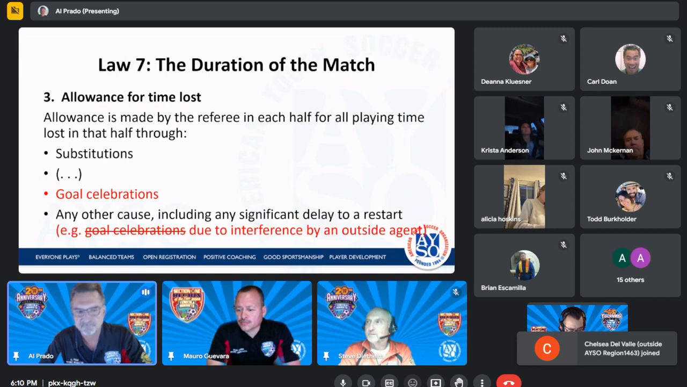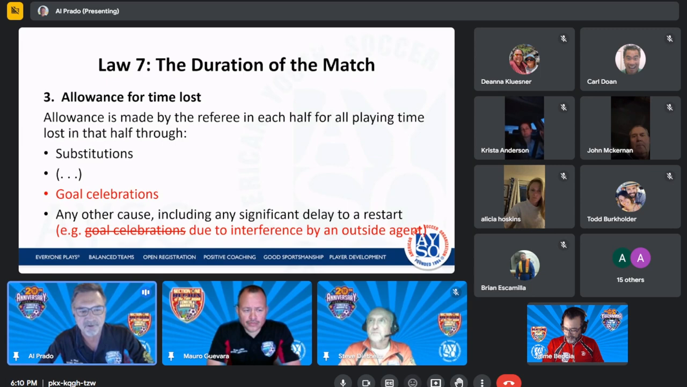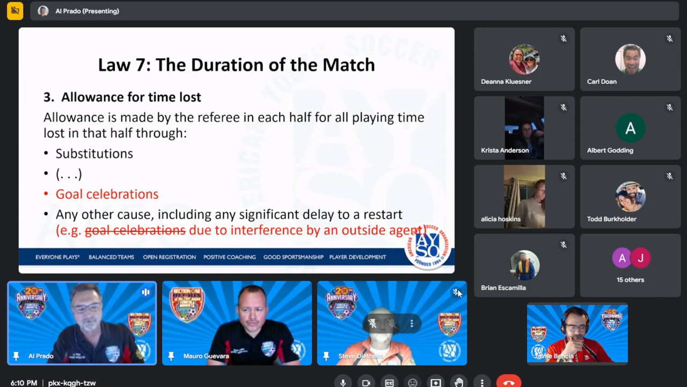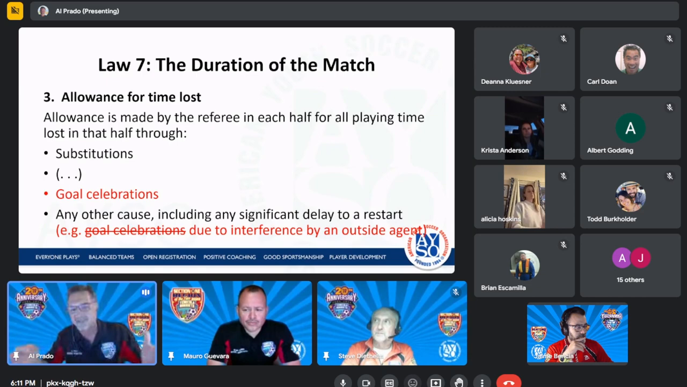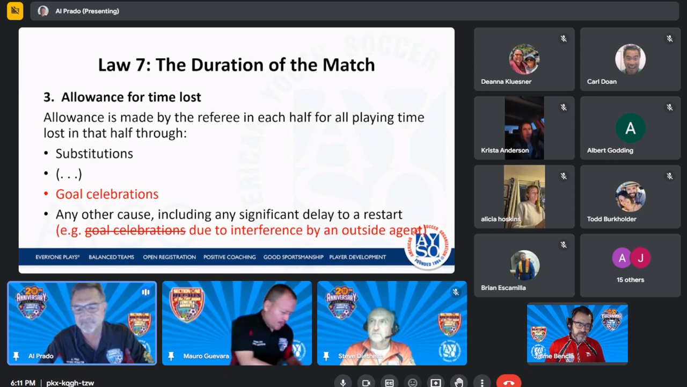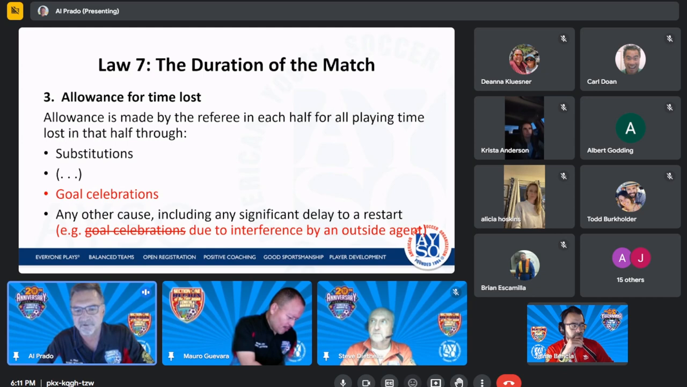Duration of the match. We do allow time. Funny, because laws of the game say allow time for that. When you play games back to back, we don't allow time. But just understand what the laws say is we now add time for goal celebration. When they take their 15, 20 seconds to do their dive on the corner flag, they add time for that as well. And along with interference by an outside agent. If you stop the match because, you know, a six-year-old grandson helps on the field, allow time for that. Not that it'd be my six-year-old grandson, but somebody else's. Any questions on that?